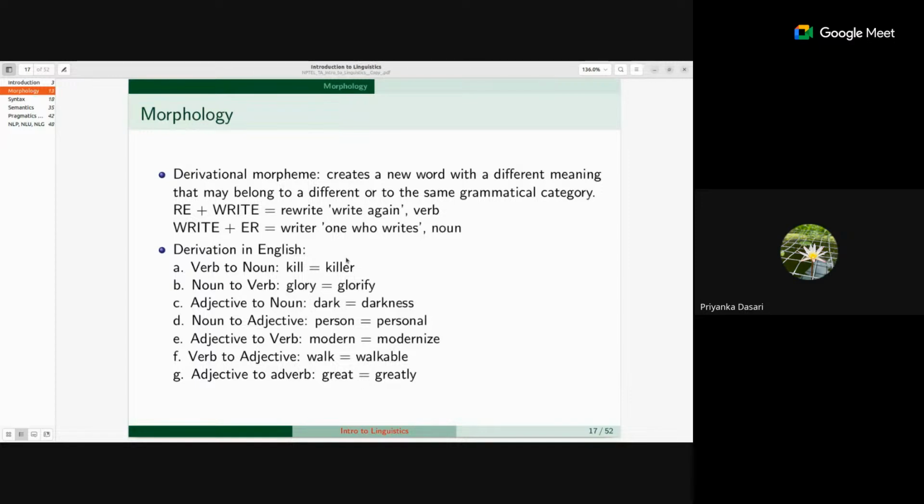Here, in the example, rewrite is write again. Write is a verb, and when we add er, we change it to a noun: writer, one who writes. So in English there are examples like verb to noun, noun to verb. Like kill, a verb, we can add er and make it killer, and noun to verb, glory, glorify. These are some examples you can go through.